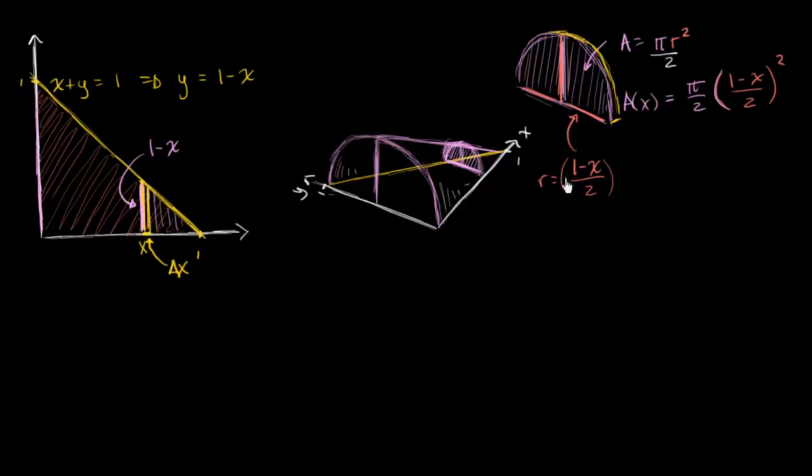Now, actually let me be clear. The volume of one of those shells is going to be equal to, and I'll just write this in one color, pi over 2 times 1 minus x over 2 squared times the depth, the area times the depth. So this is the volume of one of these half disks.